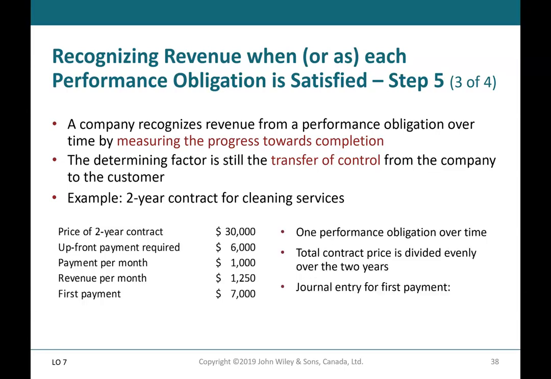One performance obligation over time. Total contract price is divided evenly over the 2 years. Journal entry for first payment: debit cash $7,000, credit unearned revenue $5,750, credit service revenue $1,250.